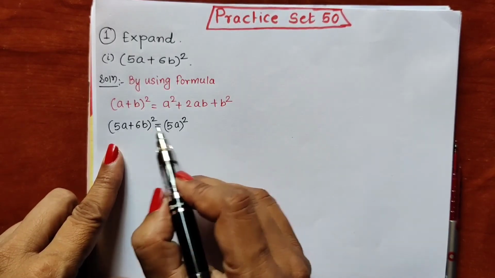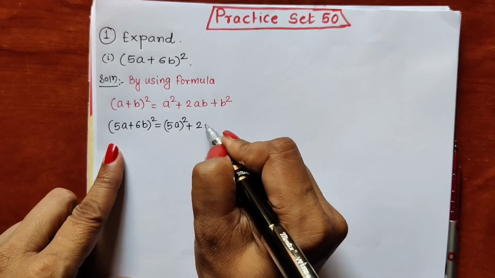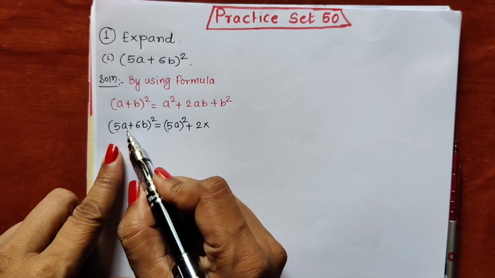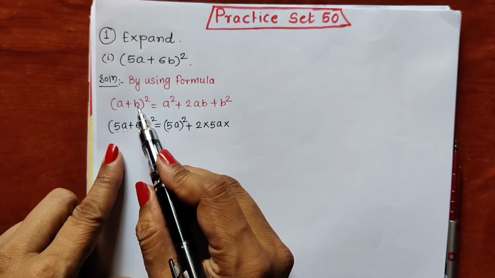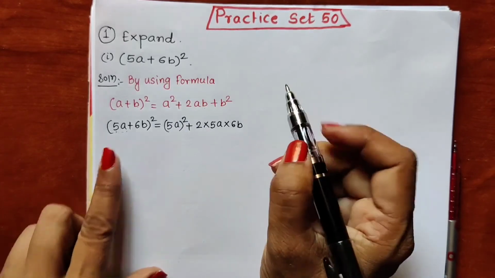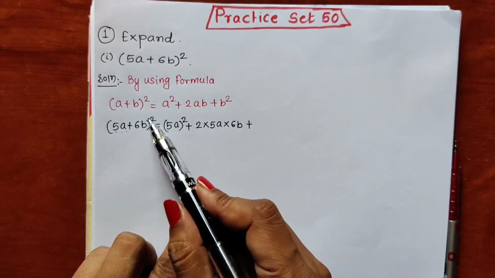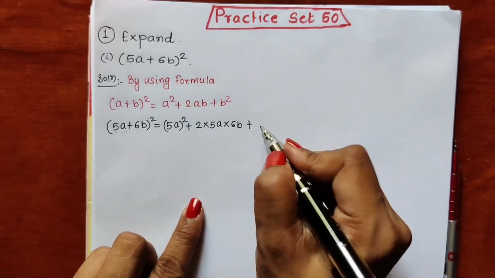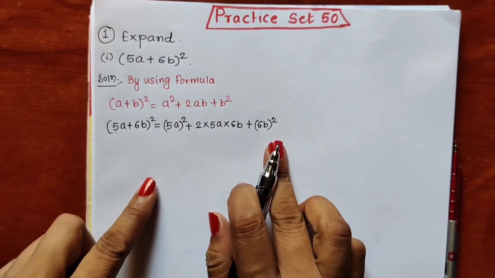That means first term square. First term is 5a, so (5a) square plus 2 into a into b. That means 2 multiplied by a, a means first term, first term is 5a, multiplied by b, the second term in the formula. In the question the second term is 6b, so we write (6b) like this, plus b square. Here b means second term, so we put 6b in the bracket and then write the square. So it will be (6b) square.